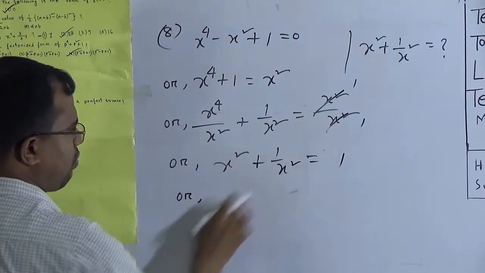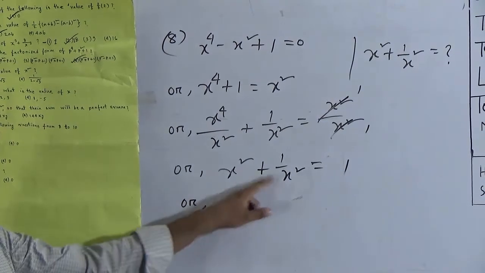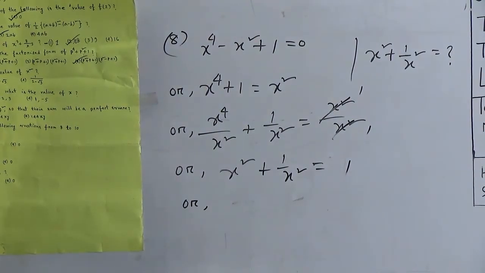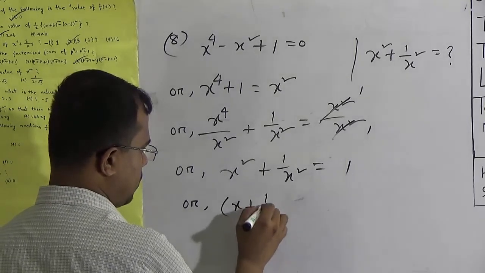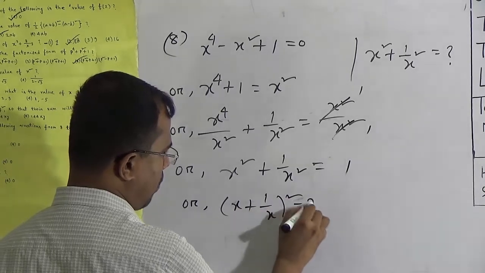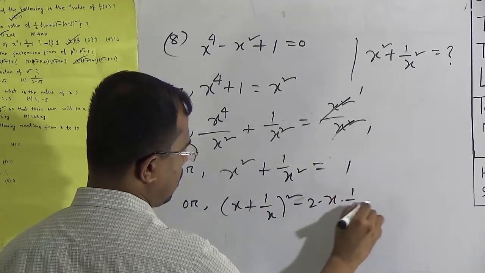Here, if we consider x as a and 1 by x as b, then we can apply the formula a square plus b square equals a plus b whole square minus 2ab. Another formula: a square plus b square equals a minus b whole square plus 2ab. Here we have to find the value of x plus 1 by x whole square, so we will apply the formula a plus b whole square minus 2ab equal to 1.